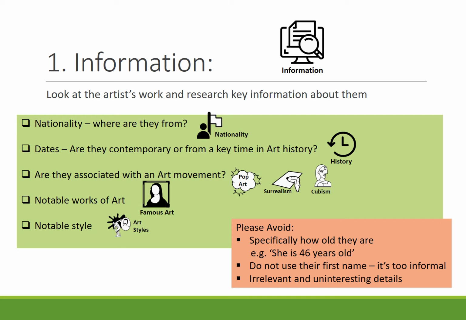There are definitely some things that you should avoid when conducting this research. For example, don't write down the artist's specific age. I guarantee that if you put something like Kate Malone is 46 years old, it will become out of date. And it might well be that the information you found online is already out of date. Also, don't use the artist's first name on its own. It's too informal. So you shouldn't put Pablo was known for painting and sculpture. You would put Picasso was known for both painting and sculpture.